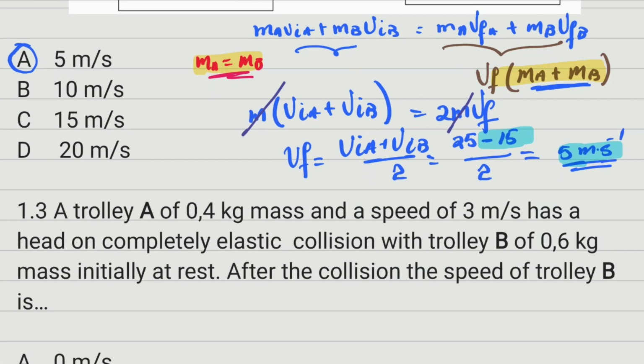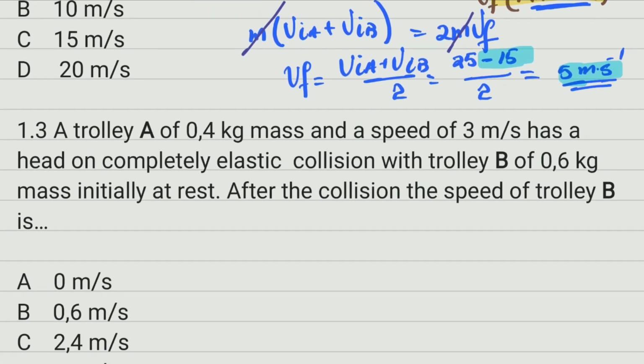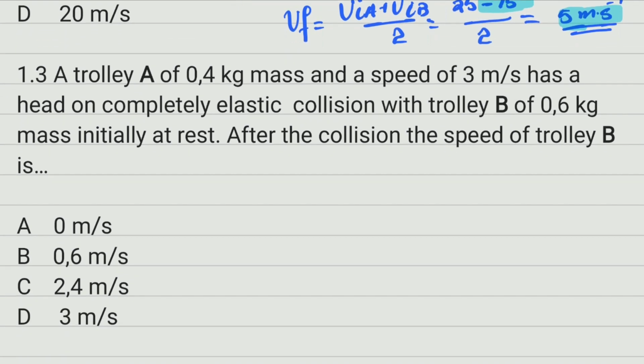Now let's go to 1.3. A trolley A of mass 0.4 kilogram and a speed of 3 meters per second has a head-on completely elastic collision with trolley B of 0.6 kilogram mass initially at rest. After the collision, the speed of trolley B is, and they want to calculate after the collision the speed of trolley B here.